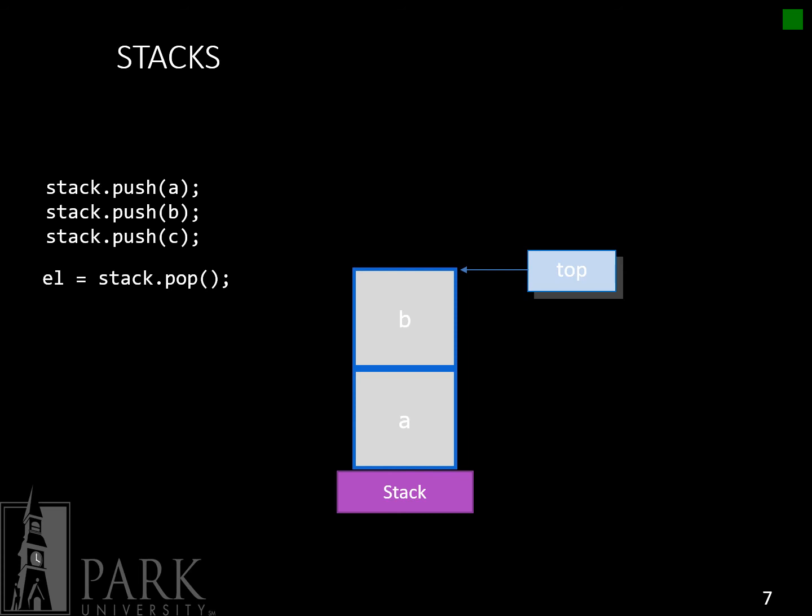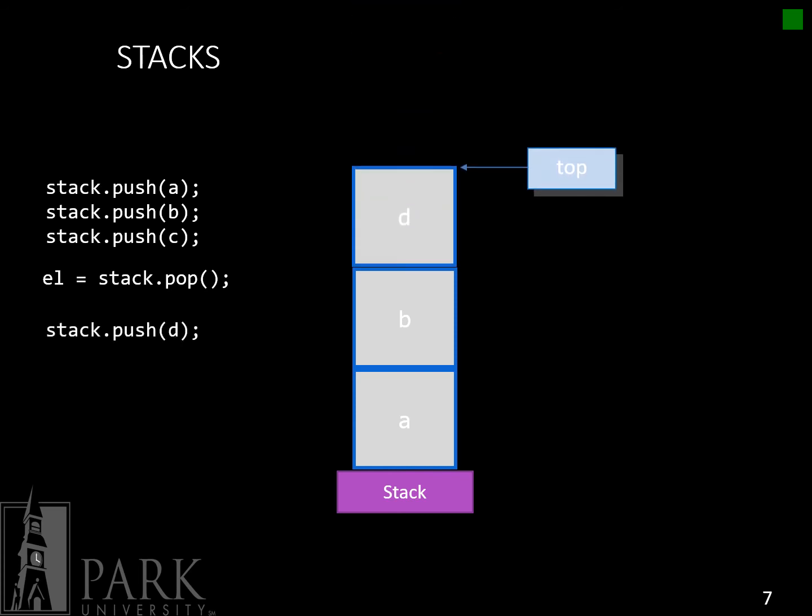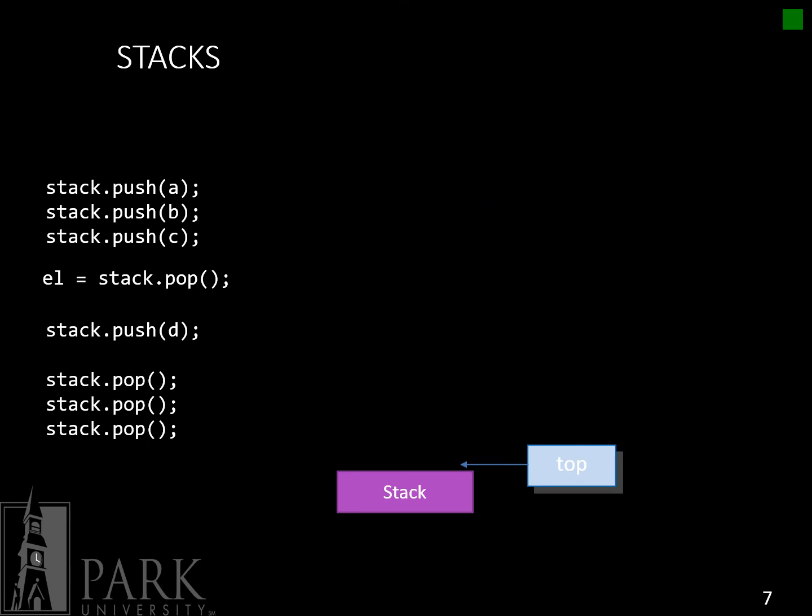So now we can do another push operation. Right? So we added D to the stack. So finally, to clear the stack, we have to perform 3 more pop operations. So the only way we're going to get to A is if we pop off everything that's on top of it. Just like that. So that's a stack.